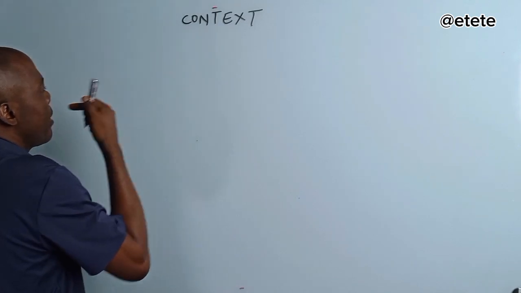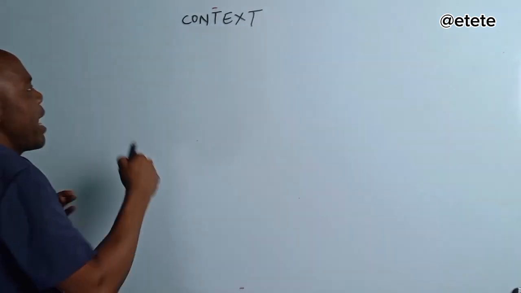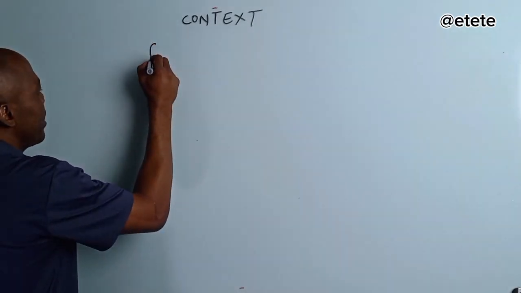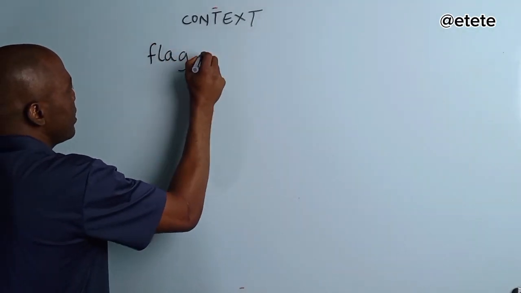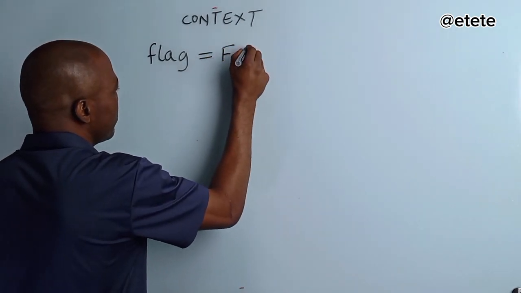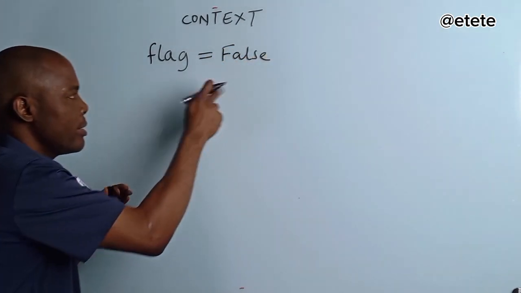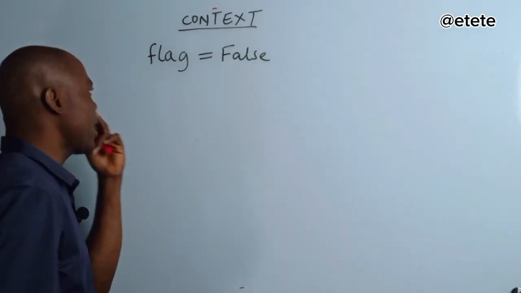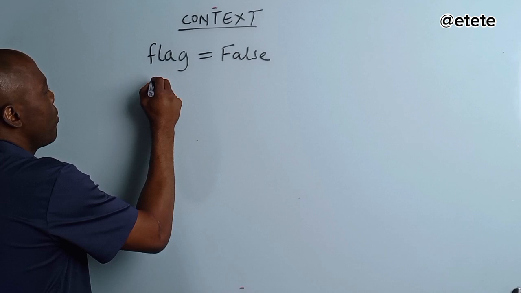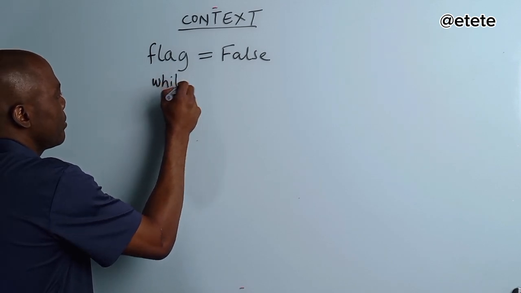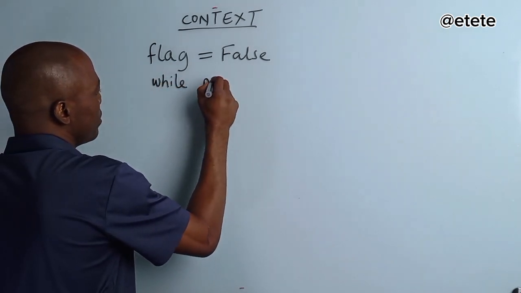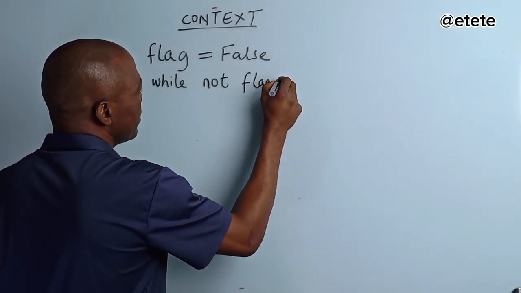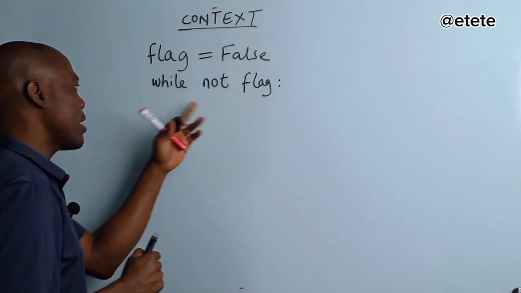Now, if I say that I define a flag, I'm going to use a condition, right? I say flag, and I assign false to it, right? I say flag and I assign false to flag, right? Then I say, while not flag, right? Go in and do what?